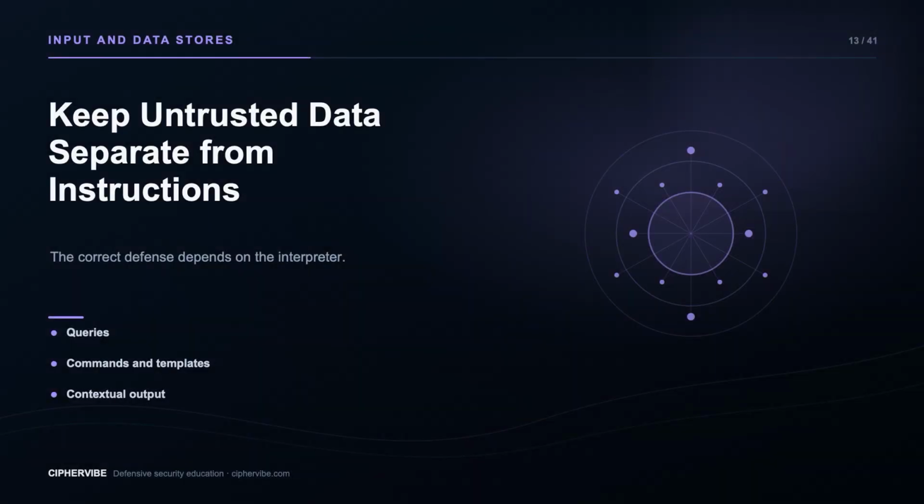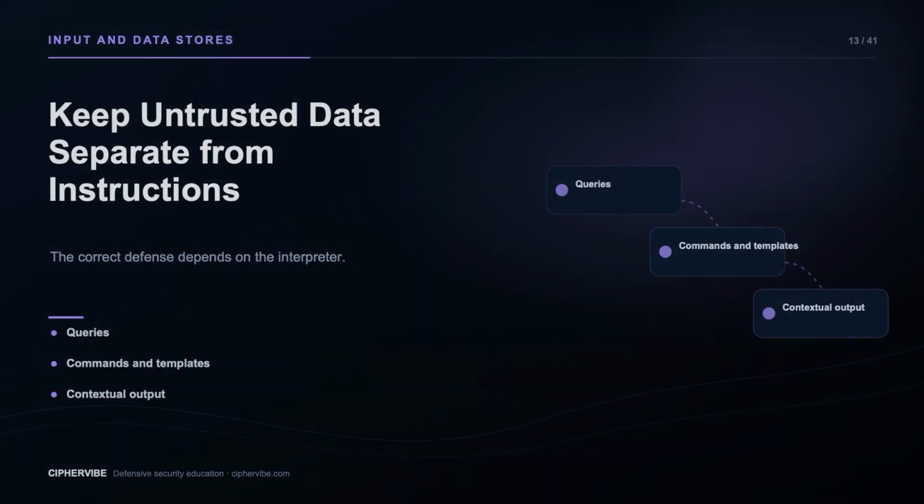The book devotes substantial attention to injection and data store behavior. The lasting principle is to keep untrusted data separate from executable instructions using parameterized APIs, strict schemas, safe templates, contextual output encoding, and least privilege. Current learners must extend the model beyond classic SQL.